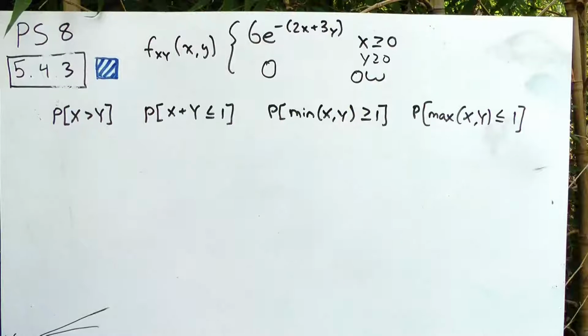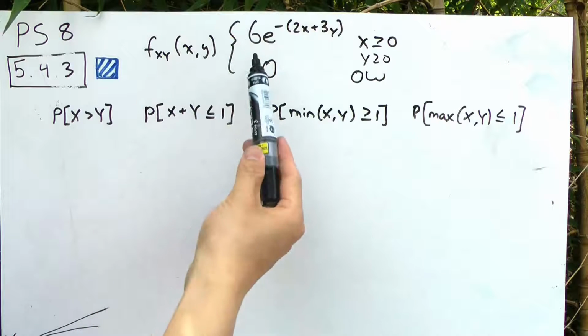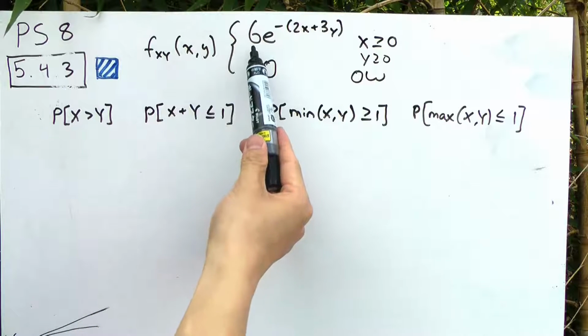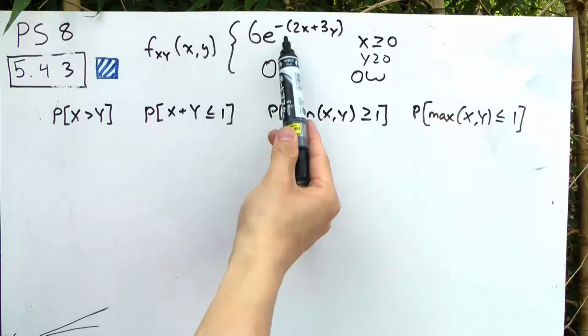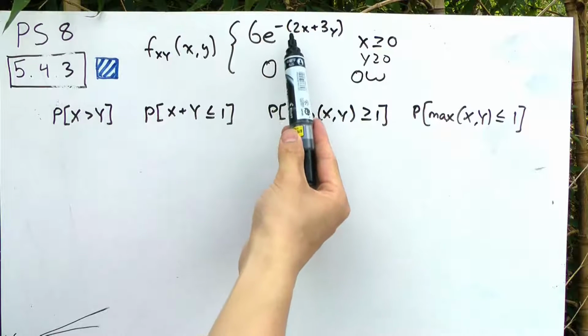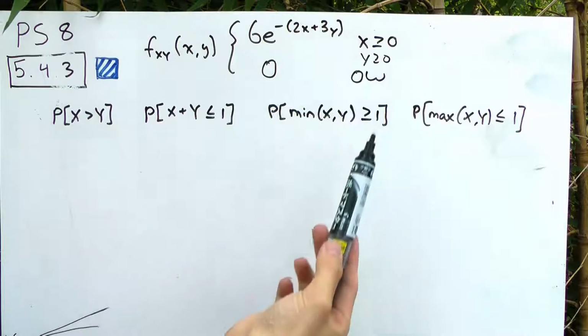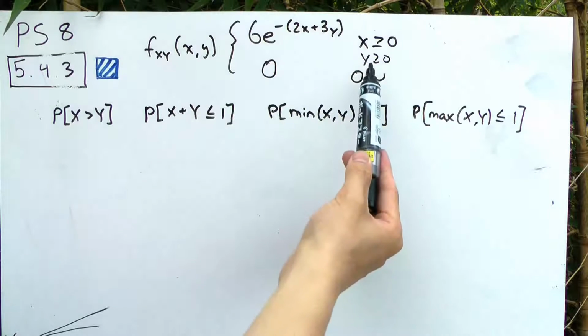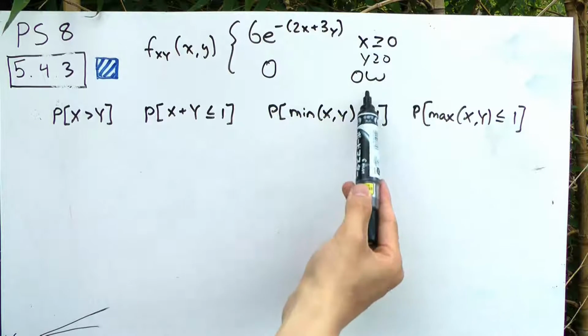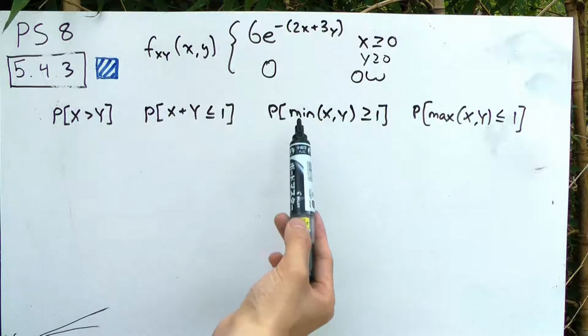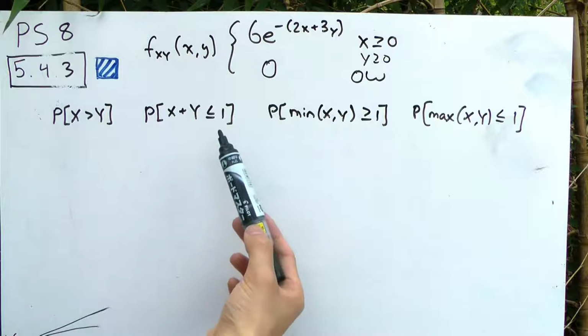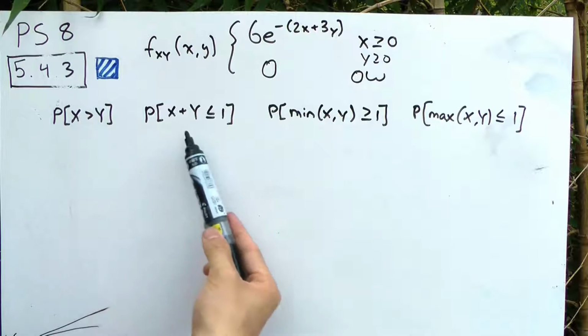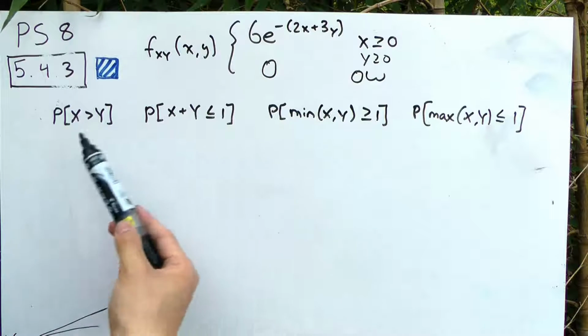For 5.4.3, we're given another joint PDF that is defined as 6 times the exponent of the opposite of the quantity 2x plus 3y. And this is defined basically in the entirety of the first quadrant, and it is 0 otherwise. We're given these 4 kinds of areas.